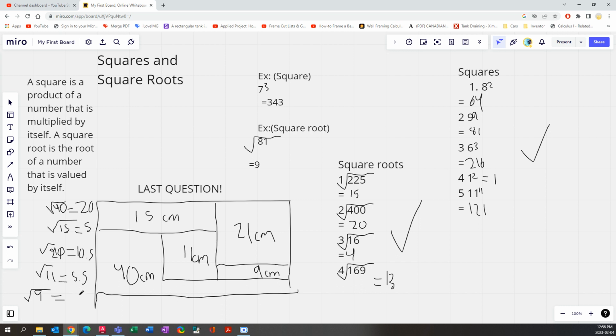Last question, for number 9. This one's pretty easy. If you guys think it's 3, that is super correct. Great job guys. I'm really proud of you for doing this lesson. That is awesome that you guys were paying attention.